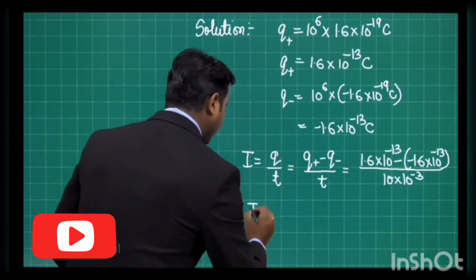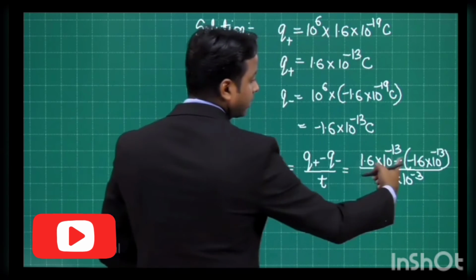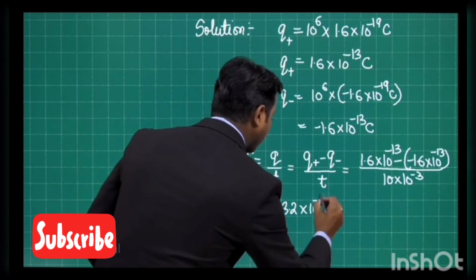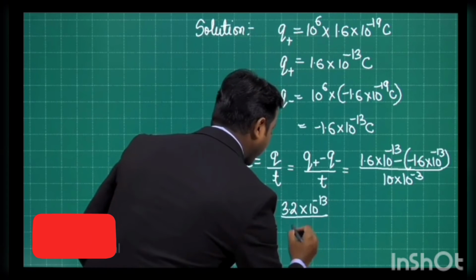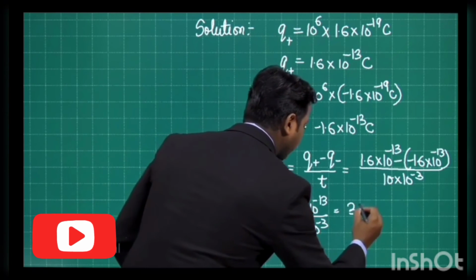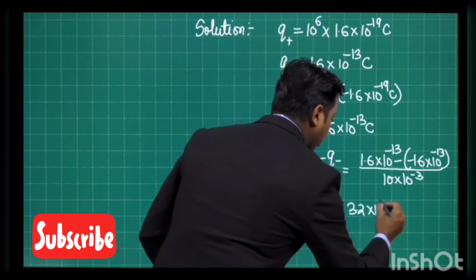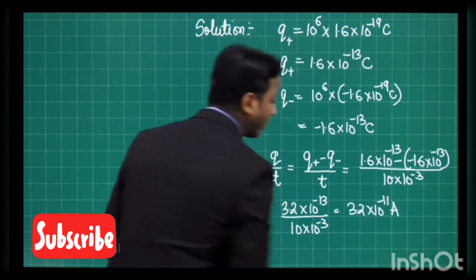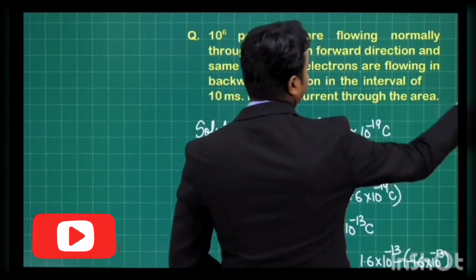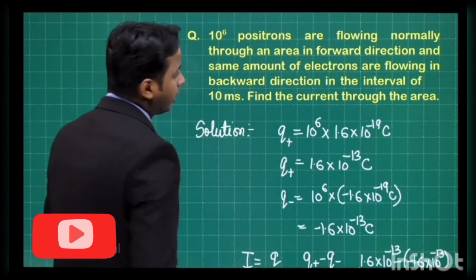So the negative and negative will add up. So this is 3.2 into 10 to the power minus 13 divided by 10 into 10 to the power minus 3. So this is 3.2 into 10 to the power minus 11 ampere. I hope the amount of current which is flowing in the question is very clear to you. So let's see another question.